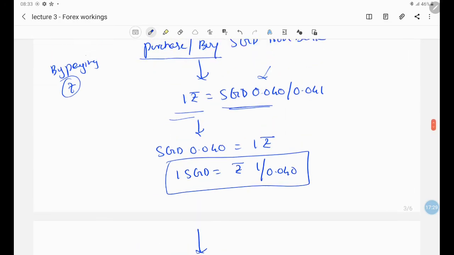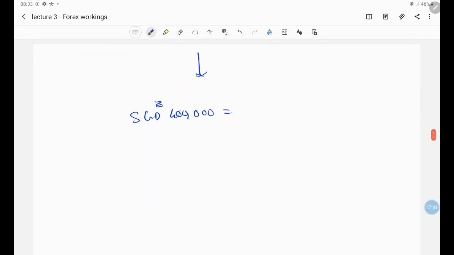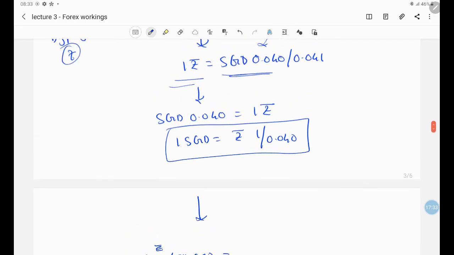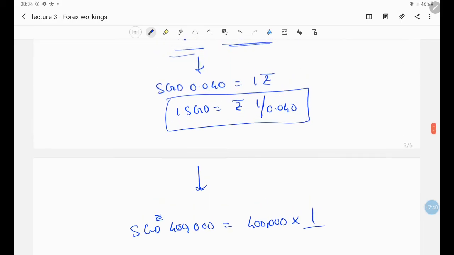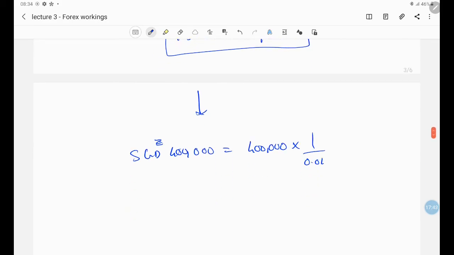So we need Singapore dollar, right? So for getting this Singapore dollar, how much do we have to pay? So you can multiply the 4 lakh into 1 divided by 0.040, which is in rupee. So the rupee will be 4 lakh divided by 0.040. So I'm getting 1 crore.